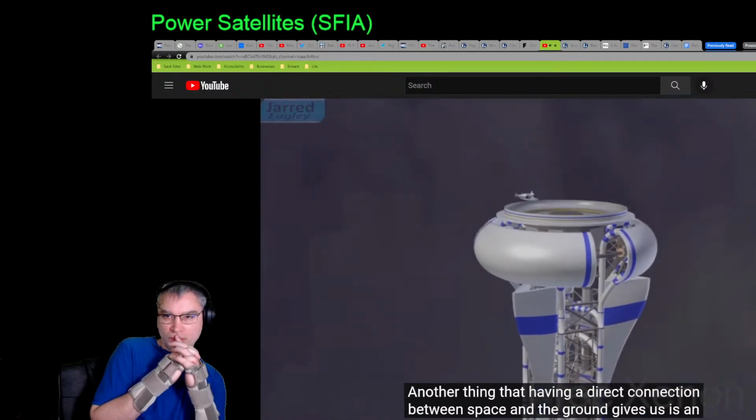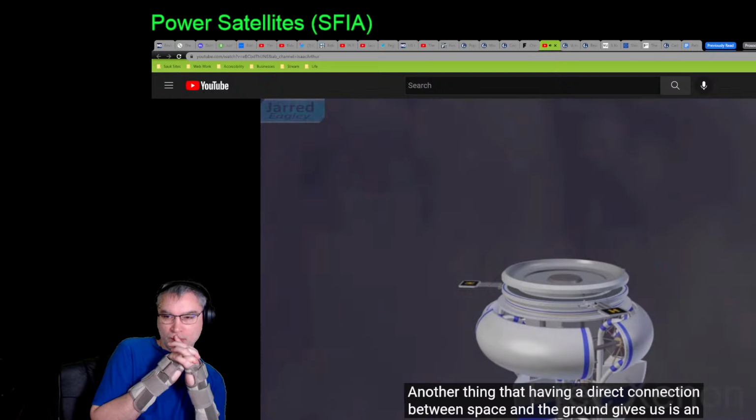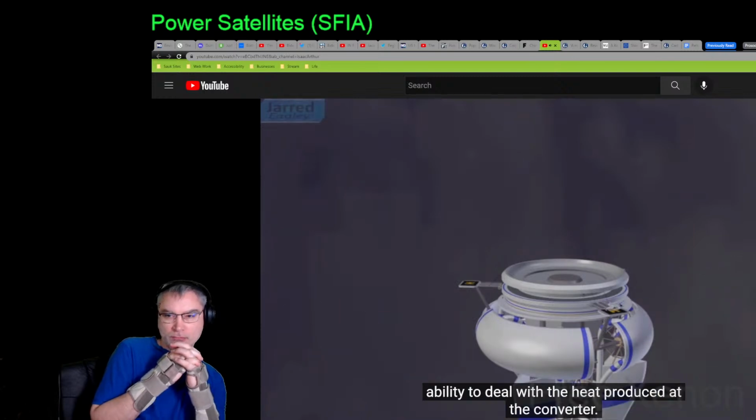Another thing that having a direct connection between space and the ground gives us is an ability to deal with the heat produced at the converter.